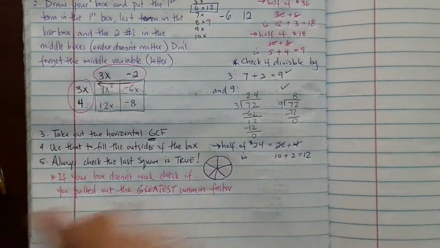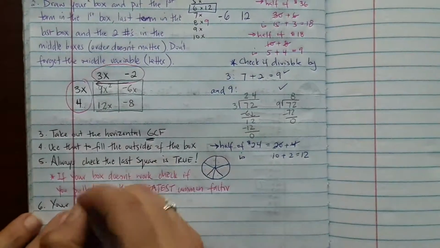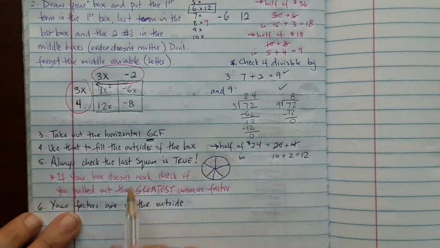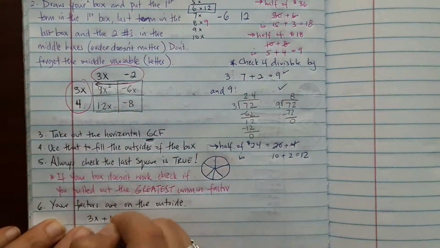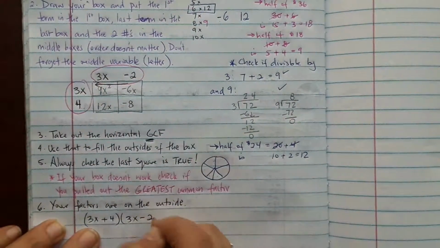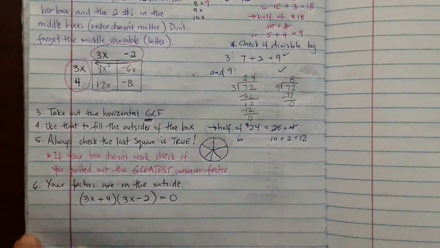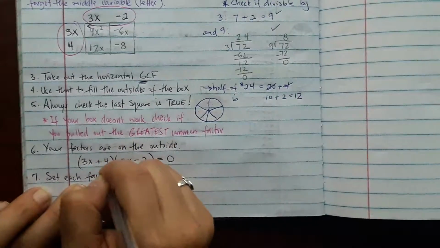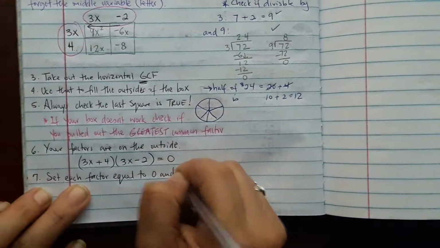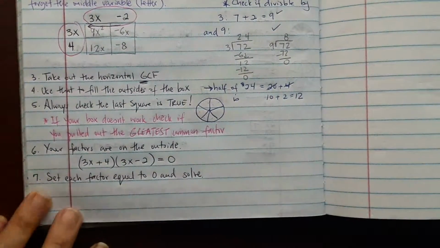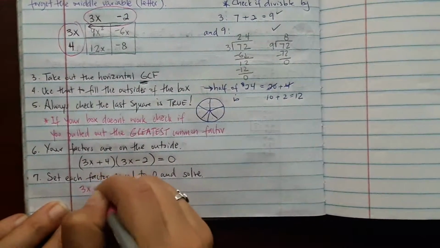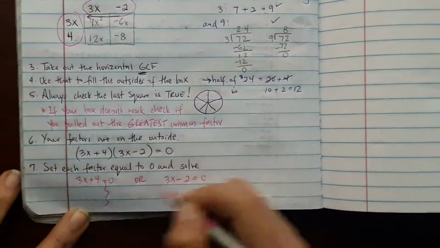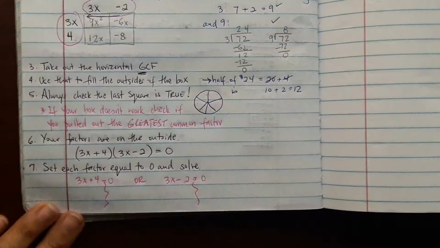Alright, number 6, your factors are on the outside, so what I just circled. So you just put them in parentheses. So 3x plus 4 parentheses and 3x minus 2 parentheses equals 0. Once you have it like this, you're going to set each factor equal to 0 and solve. So each of the things equal to 0 and solve. So you're going to do 3x plus 4 equals 0 and 3x minus 2 equals 0. And then draw a river and solve. Move it to the other side.